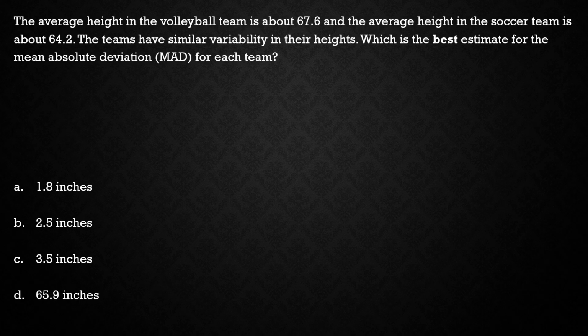So when we're talking about MAD, or mean absolute deviation, if I were to add up my two heights, right, so I'm going to take 67.6 plus 64.2. Let me bring back my calculator.